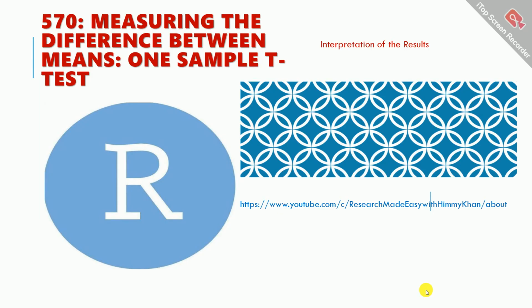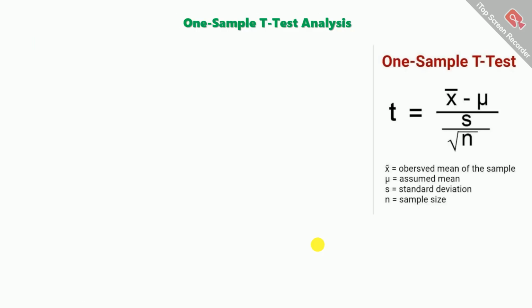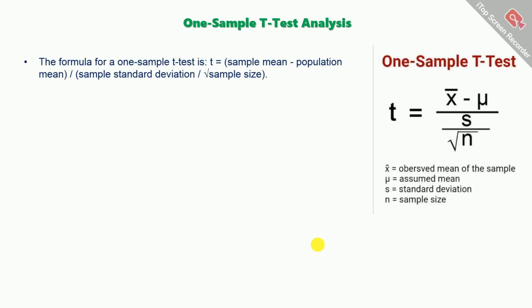After measuring the linear relationship between two quantitative variables in the earlier video, in this video, that is video number 570, I'm going to measure the difference between means, and there are three different types of t-tests. In this particular video I'm using the one sample t-test. In the coming two videos I'll be using the independent sample t-test and the paired sample t-test. So let me start with the analysis of the one sample t-test.